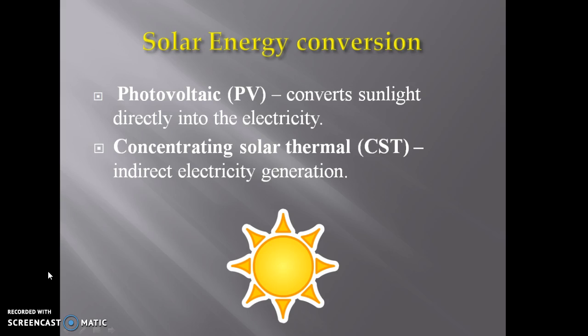There are two types of solar energy conversions which I will be focusing on. They are photovoltaic, or PV, which converts sunlight directly into electricity, and concentrating solar thermal, CST, which is indirect electricity generation.